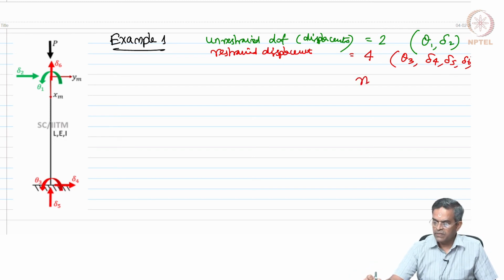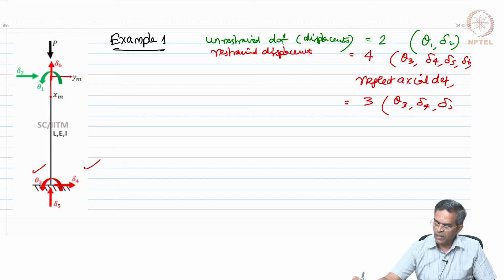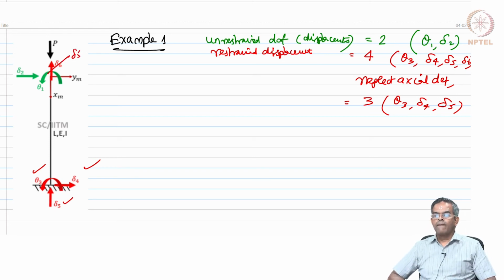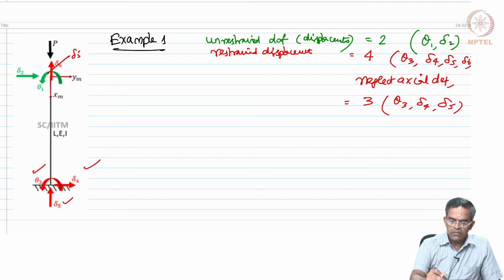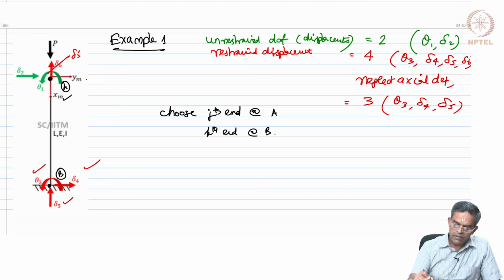Suppose if we neglect axial deformation, then restrained degrees will be 3, which will be theta 3, del 4 and del phi, because this will also become del phi. I am neglecting axial deformation. Okay. So, now we have chosen jth end here, which is marked as A, and kth end at B. So, this may be xm and ym.